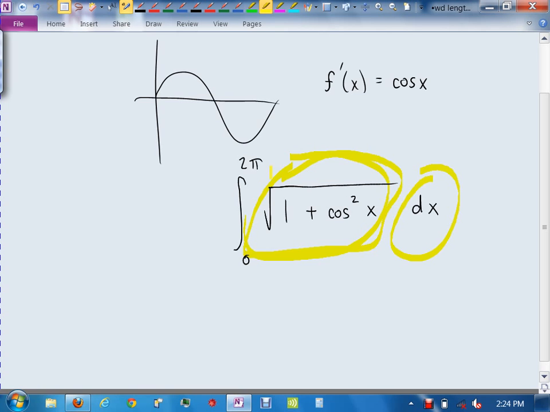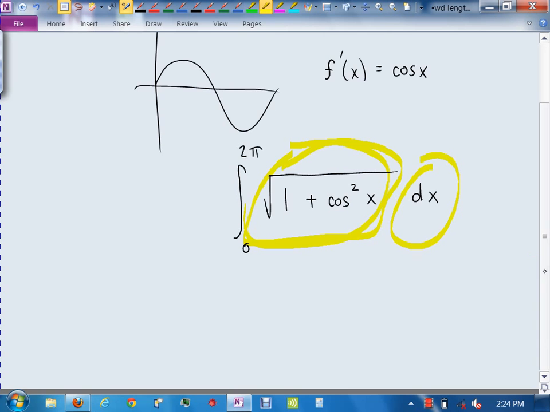Did you do it? Did you integrate it? Okay, let me see. Do it without the limits of integration. Don't go from 0 to 2 pi. Just do the actual integral. We're going to have the computer just help us out, just to show you that we couldn't integrate this.